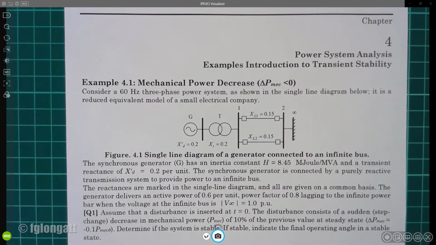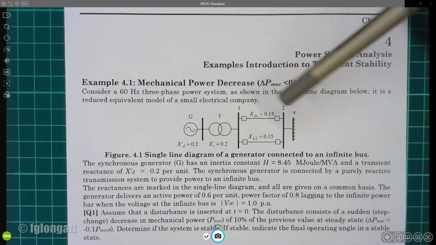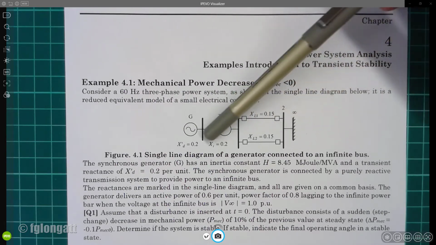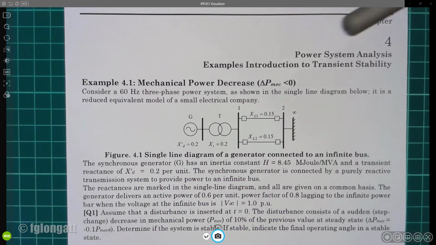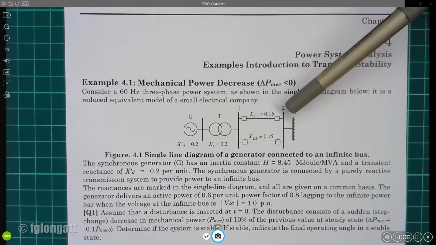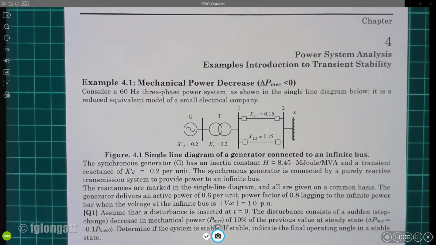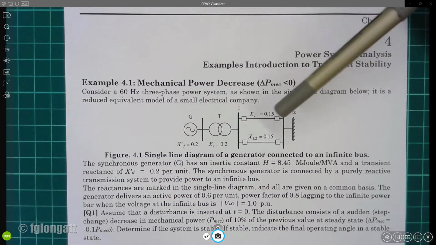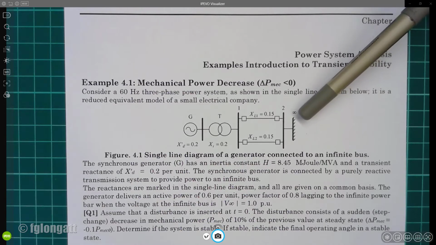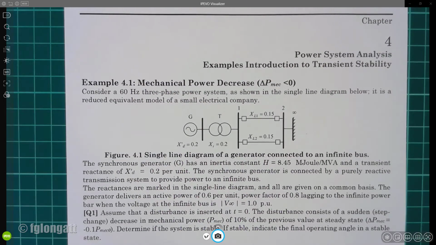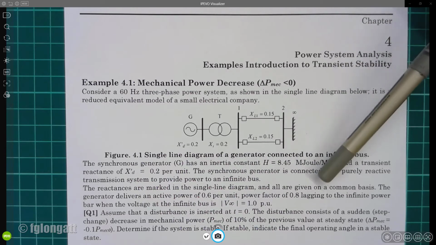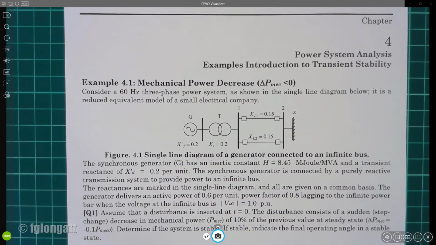The synchronous generator is connected to the infinite bus bar using a transmission system. In this case, this is a purely reactive transmission system. What I am telling you is that there is no resistance, so there are no active power losses. All the active power produced here reaches the infinite bus bar. Then they say the reactances are marked in the single line diagram, and all of them are given on a common base. What I'm trying to say is you don't need to make any base changes here. You need to focus on what is important, and in this case it is transient stability.